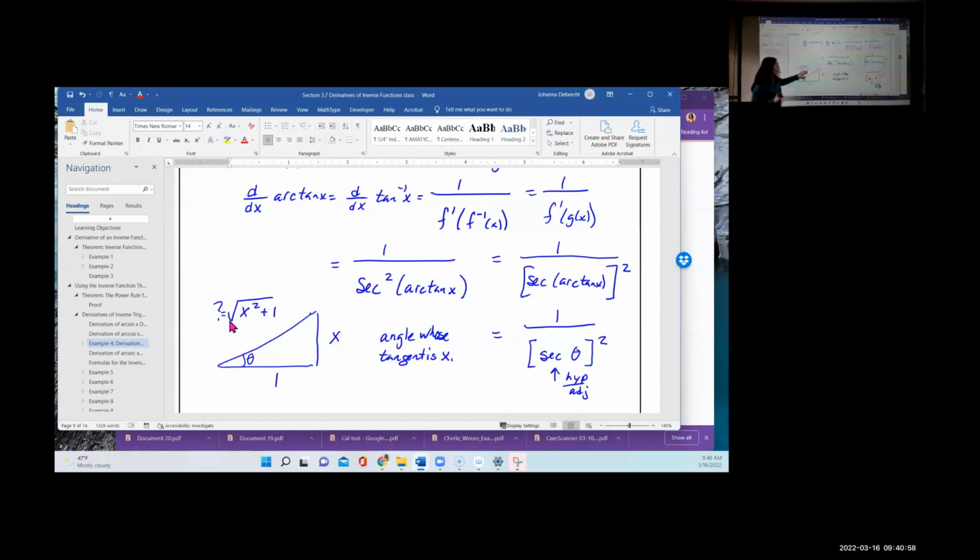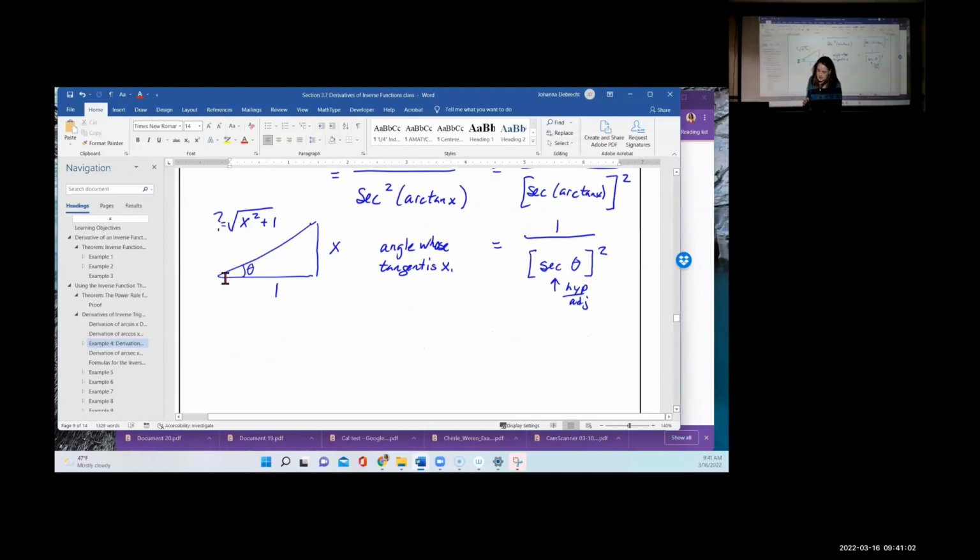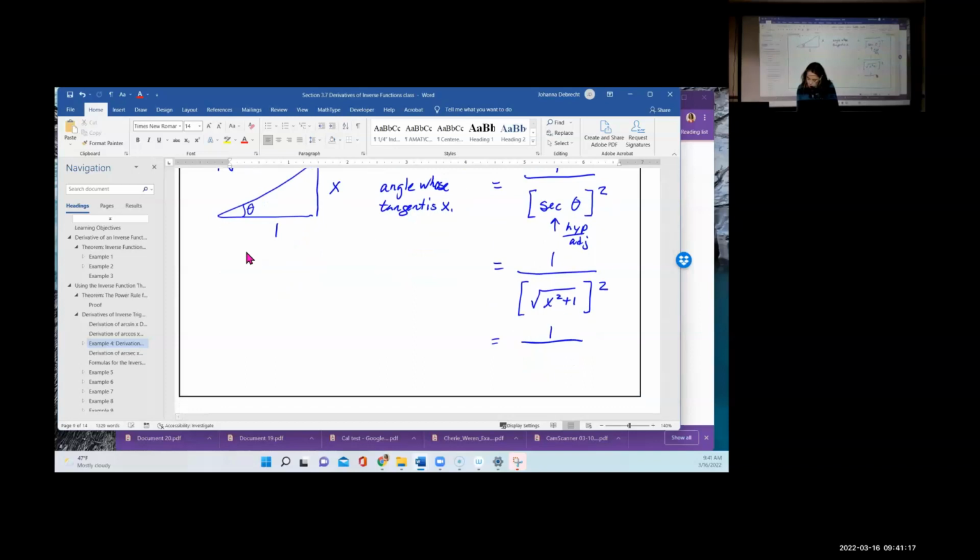So this gives me the square root of x squared plus 1, and that's going to replace the secant of theta. So this becomes 1 over, in brackets, the square root of x squared plus 1 squared, which is going to give me 1 over x squared plus 1. This is the derivative of arctangent of x.